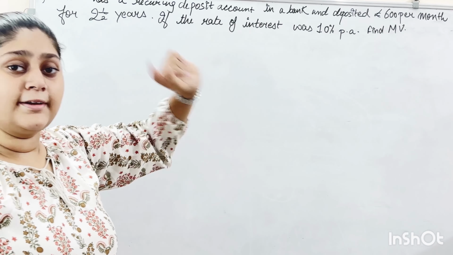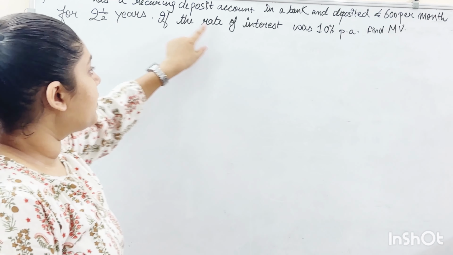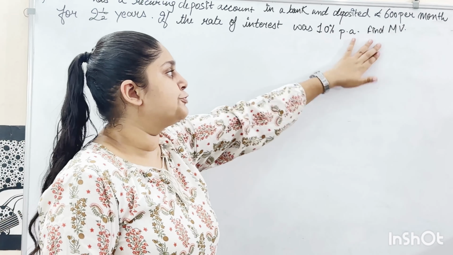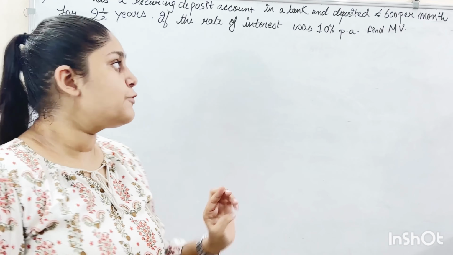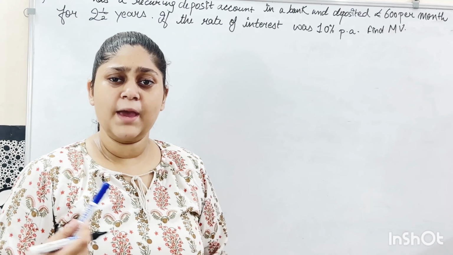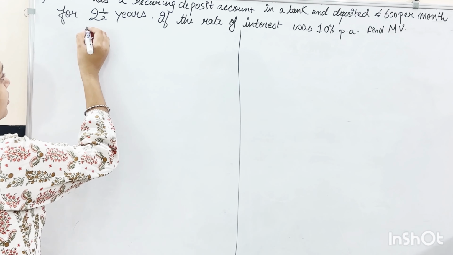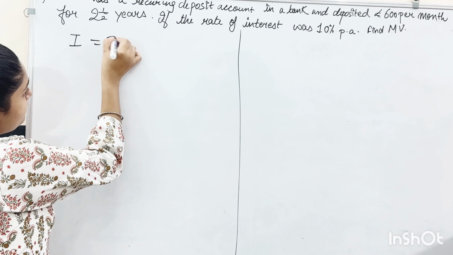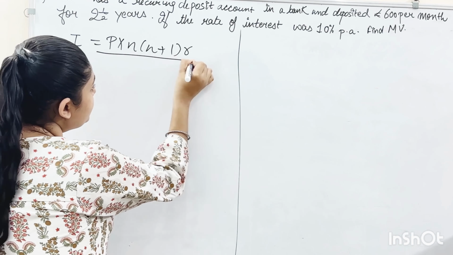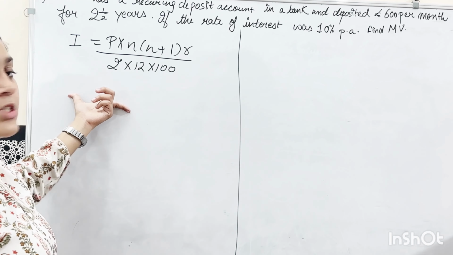Sonia has a recurring deposit account in a bank and deposits 600 per month. That will be your principal amount, that will be P. For 2.5 years, if the rate of interest was 10% per annum, find the maturity value. So you have to find the interest, and then the maturity value. It's the same type of question again. So let's do it. Let's divide the page into 2. The formula will be I is equal to P into N into N plus 1 into R upon 2 into 12 into 100. The same formula will be used again.